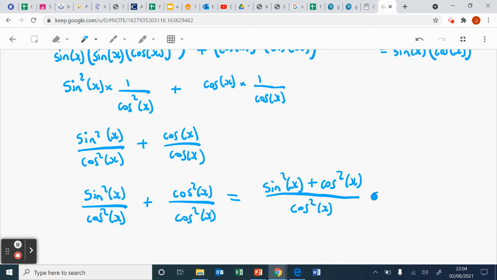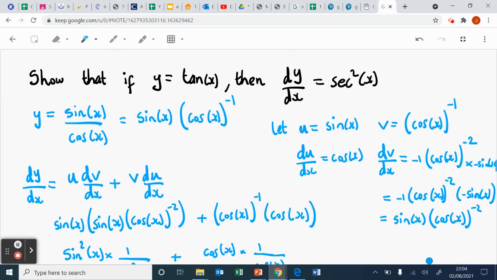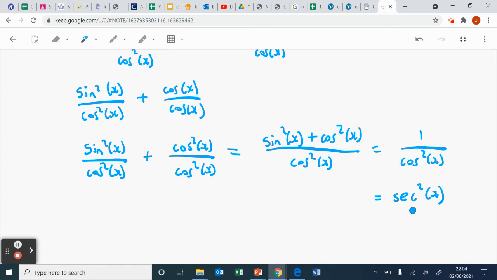And we know that sine squared x plus cos squared x is 1, and that's divided by cos squared x. And lo and behold, 1 over cos squared x is the same thing as sec squared x. So we have shown that if y equals tan x, then dy dx equals sec squared x, like that.